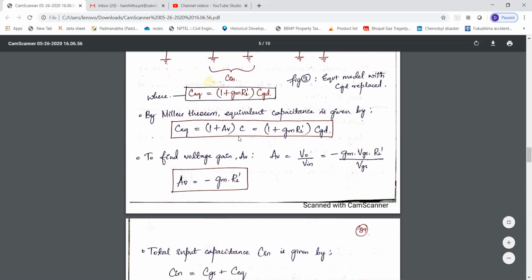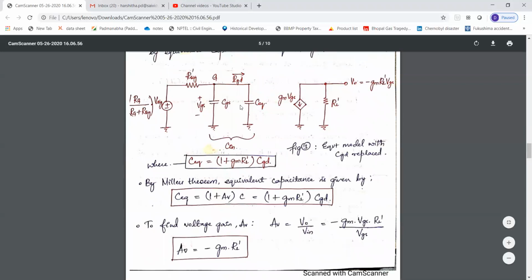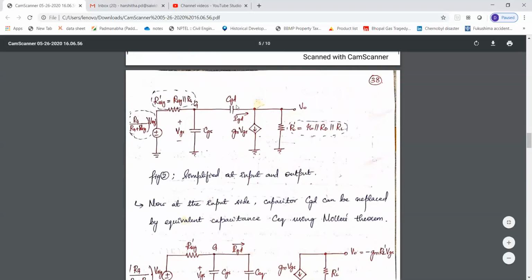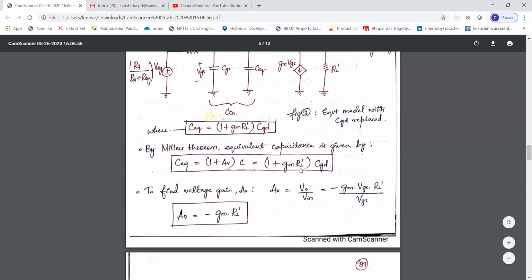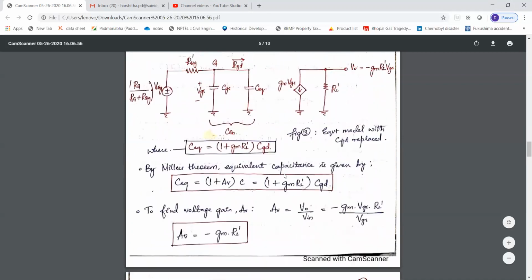So substitute in this equation. C equivalent is equal to 1 plus AV into C. Substitute the voltage gain as gm into RL dash. We'll consider only the magnitude. And the capacitor that we are replacing here is this CGD, isn't it? So C equivalent is equal to so much. See here.